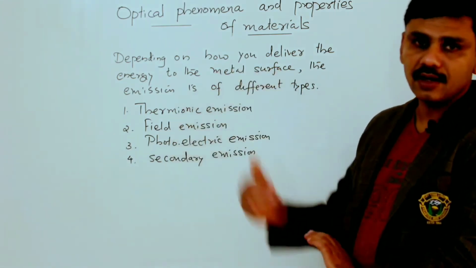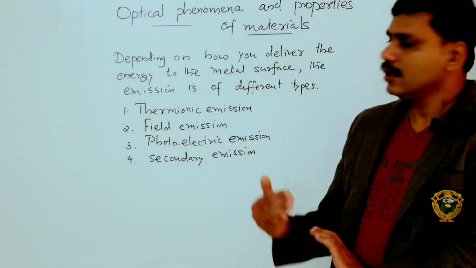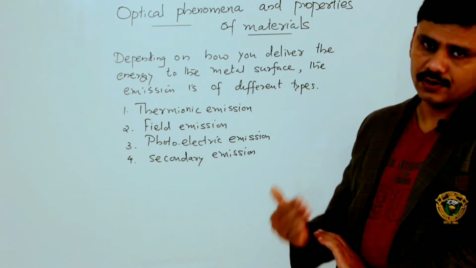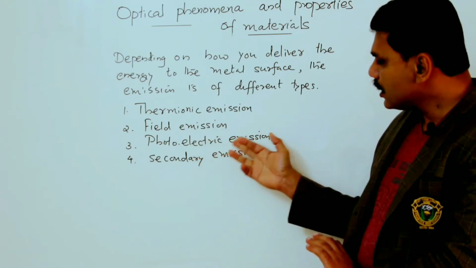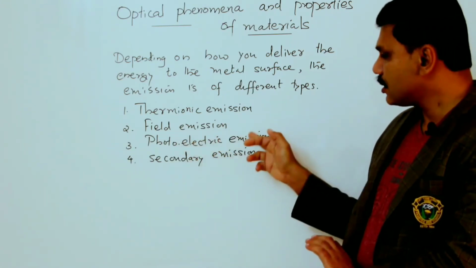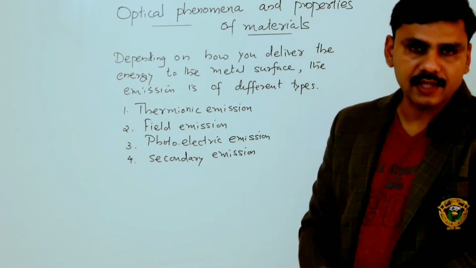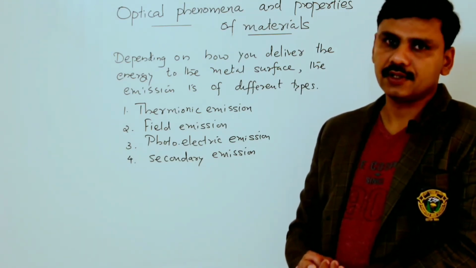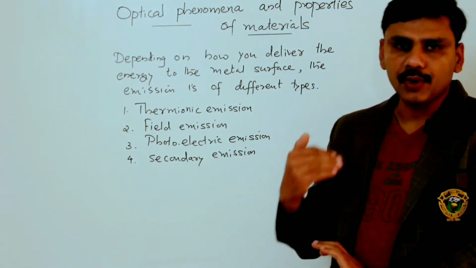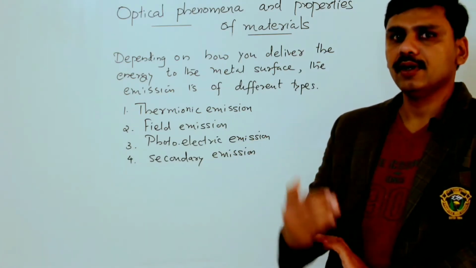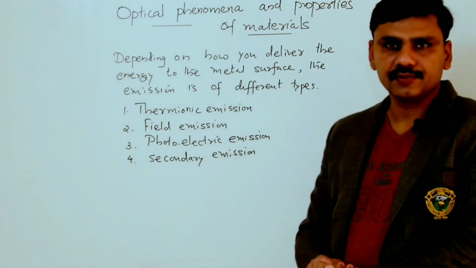Photo means light. By using light energy, we can remove the delocalized electrons from the metal surface. And you can produce electric current. So photoelectric emission means by giving sufficient light energy, we can remove the delocalized electrons from a metal surface. And after removing these delocalized electrons, we can produce current because the flow of electrons makes electric current. So here we are dealing with the photoelectric emission.